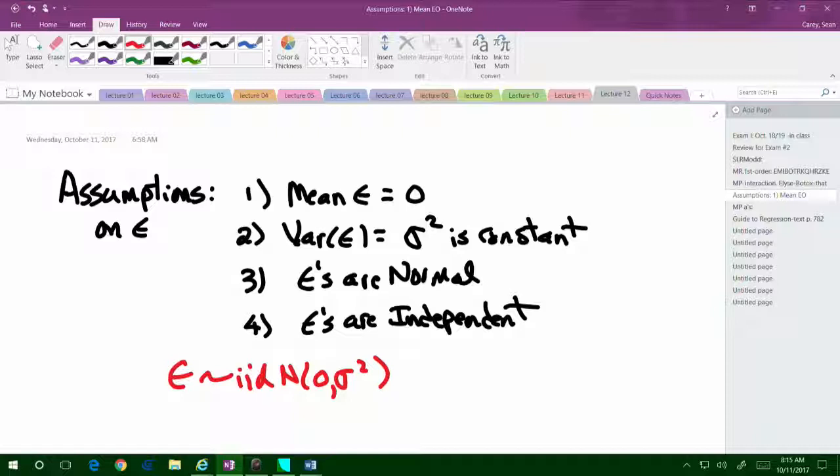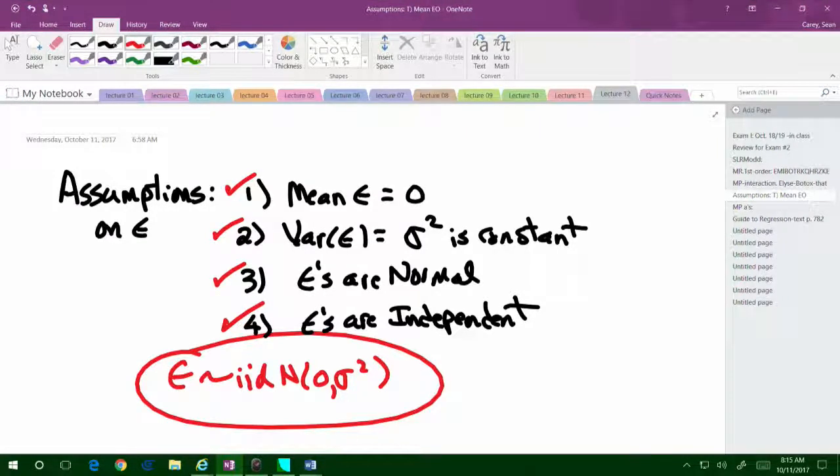The capital N means normally distributed. That's where that's coming from. The 0 means mean is 0. The sigma squared means variance sigma squared. And the i's mean independent. So that might help you. If it doesn't, don't worry about it. Just remember the 4 assumptions. Now, we're not checking any of these yet. We will, but it would be important to check them.